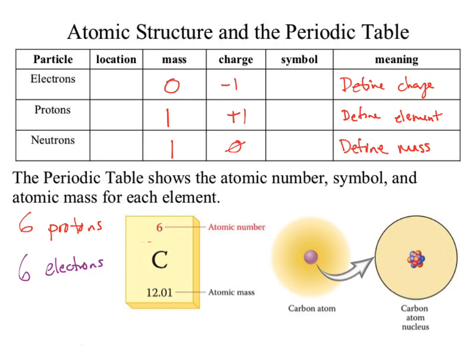How many neutrons does it have? I think I heard someone say it. Say it again. 6. Anybody know what organic chemistry is all about? Carbon. It's all about carbon and its reactivity.